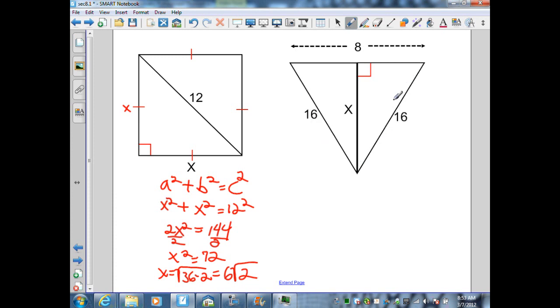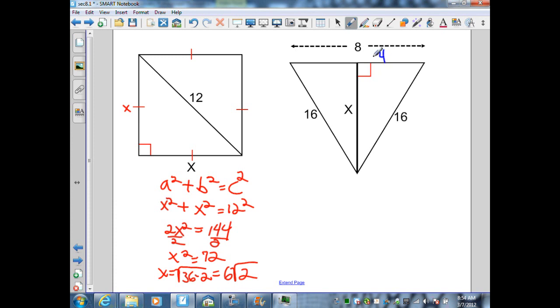In this example, I'm given an isosceles triangle, and I have an altitude from the vertex angle. Since this is an isosceles triangle, I can get these two angles congruent. I know that these two angles are already congruent because they are both right angles, and I know that this segment is reflexive. Therefore, the triangles are congruent by angle, angle, side. Since that's true, I know that this altitude bisects this side. Therefore, this segment must be 4.